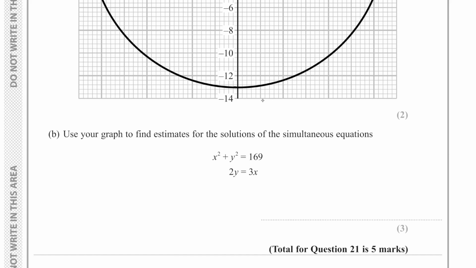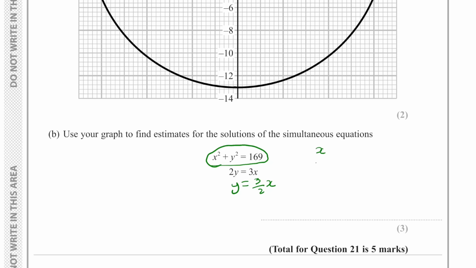Use your graph to find estimates for the solutions of the simultaneous equations. So we've got our circle that we've already drawn, and 2y equals 3x, which is the same as y equals 3 over 2 x. Y equals 1.5 times x. So we're going to draw that on the graph as well. And then the solutions to the simultaneous equations are where the two graphs intersect. So simultaneous equations on a graph, the solutions are the intersections.